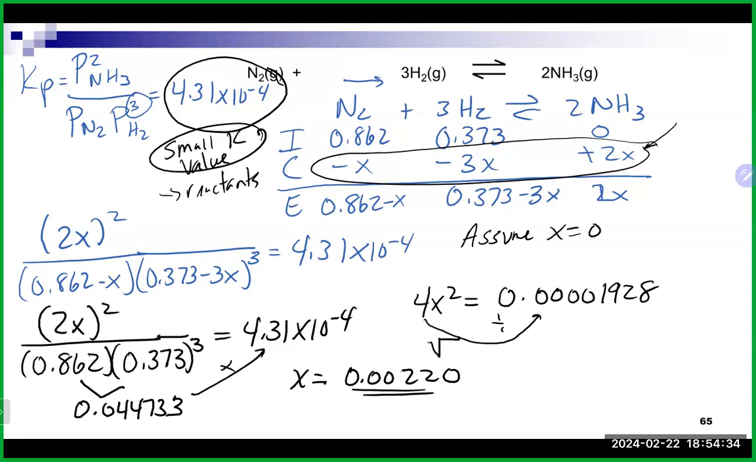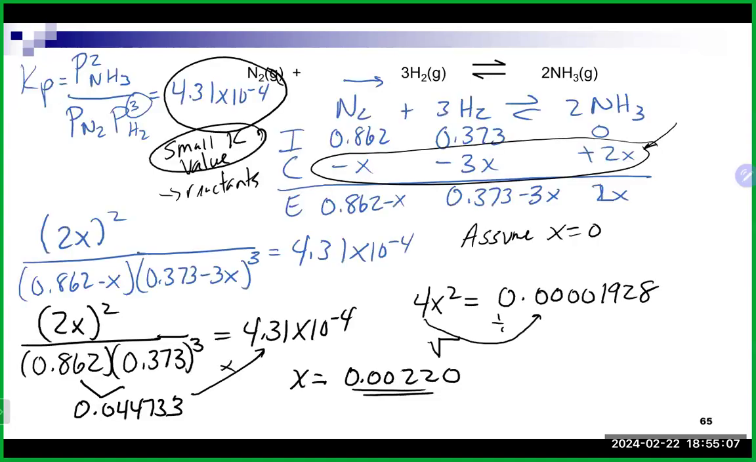All right, so to your question, we need to check our assumptions if we make assumptions, to make sure that it is good. And the way that we check our assumptions in this class is, as the question was asked, what is sometimes referred to as the 5% rule, which means the way that you check your assumption is you take the x value that you just got, which in our case, our x value was 0.00220, and you divide it by what you were going to subtract it from. So you divide it by that number.